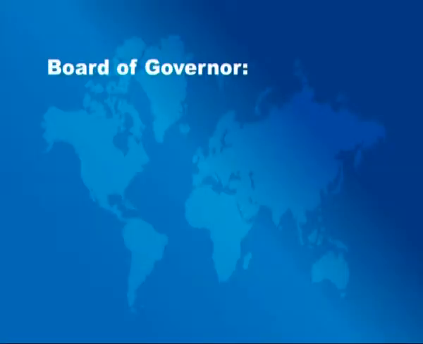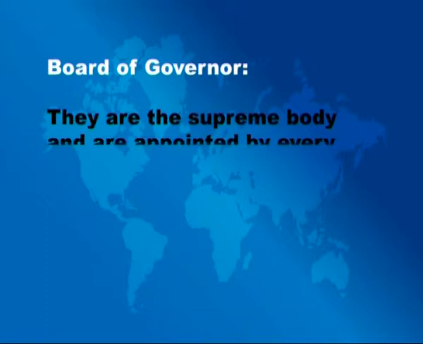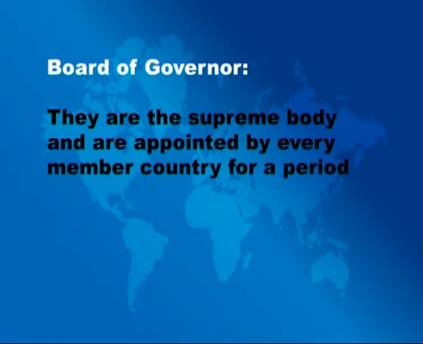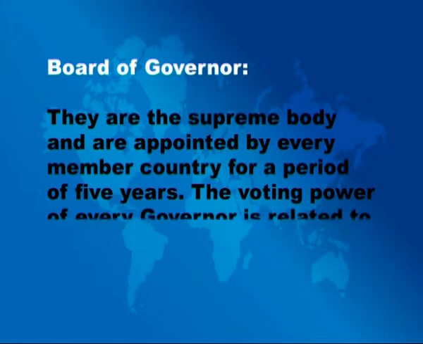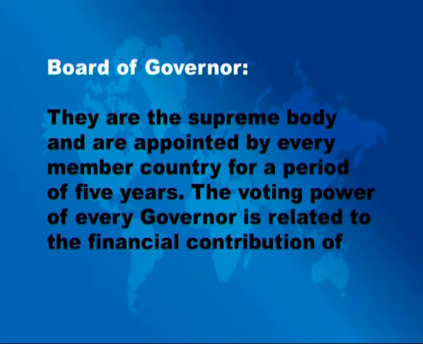The Executive Directors decide about the policy framework of the Articles of Agreement as well as on the loan and credit proposals made by the President. The Board of Governors are the supreme body and are appointed by every member country for a period of 5 years, and the voting power of every governor is related to the financial contribution of its government.